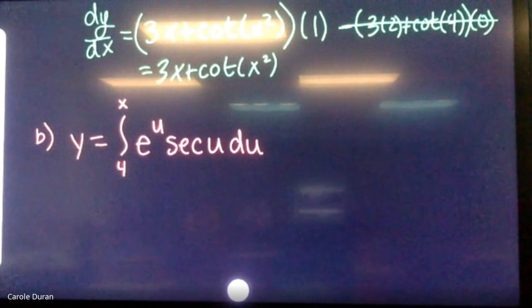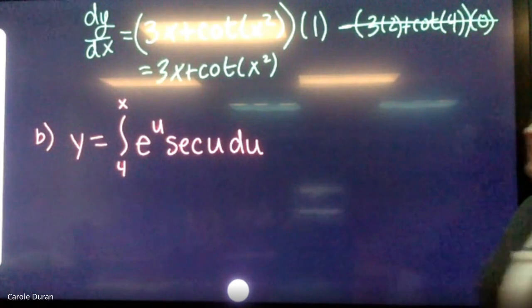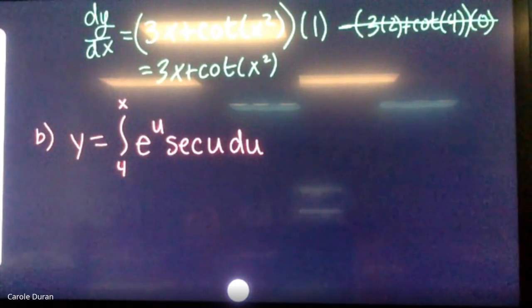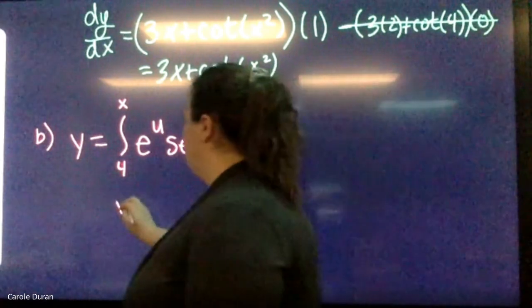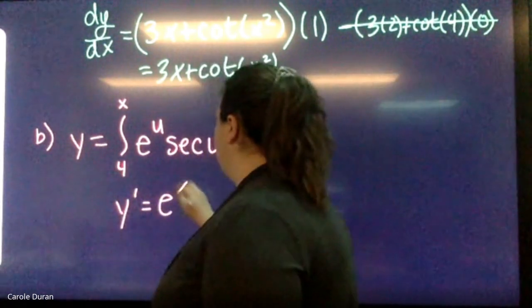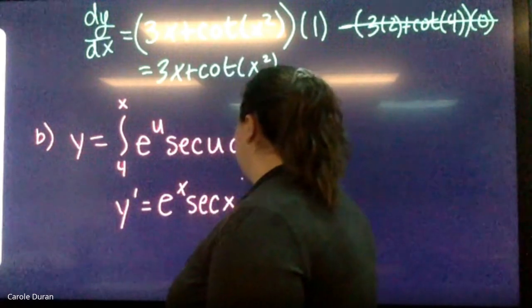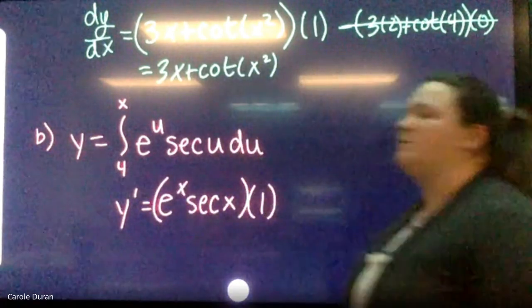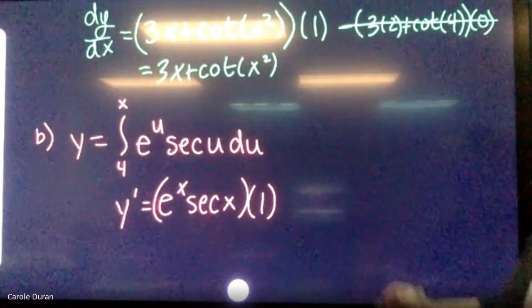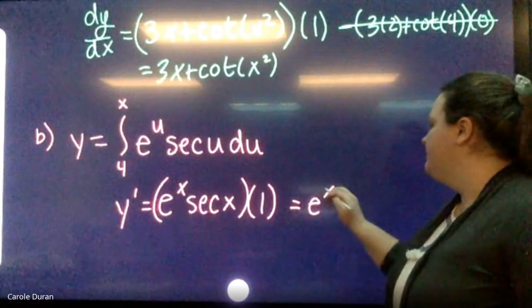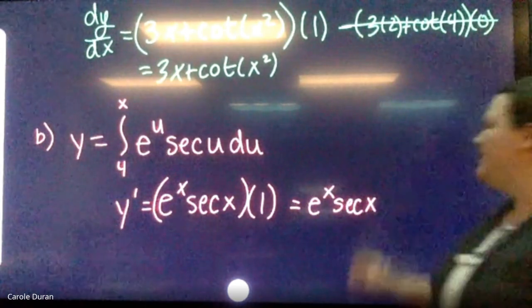So here, y is equal to the integral from 4 to x of e to the u times secant u du. This works the exact same way as before. I notice that my x is on the top, which is where I need it to be. I plug that x in and multiply by the derivative of x, which is 1. And then I'm just left with e to the x secant of x. That's it.